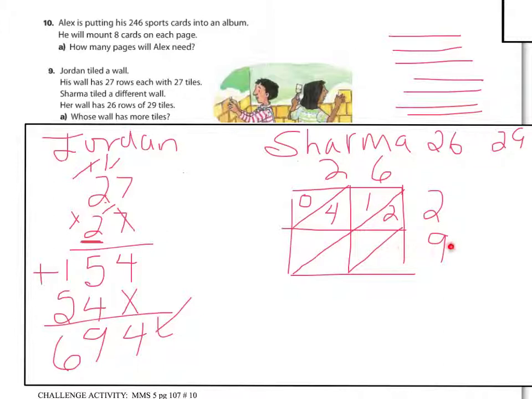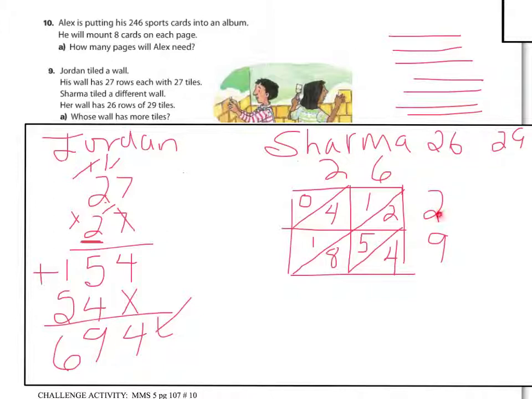In this box, 6 times 9. Ooh, that's a little bit trickier. Hope you know your basic facts. If not, remember, you can use your multiplication table for support here. 54 it is. 5 is in the tens, 4 is in the ones. And here we have 2 times 9. 2 groups of 9 is 18. 1 in the tens, 8 in the ones.